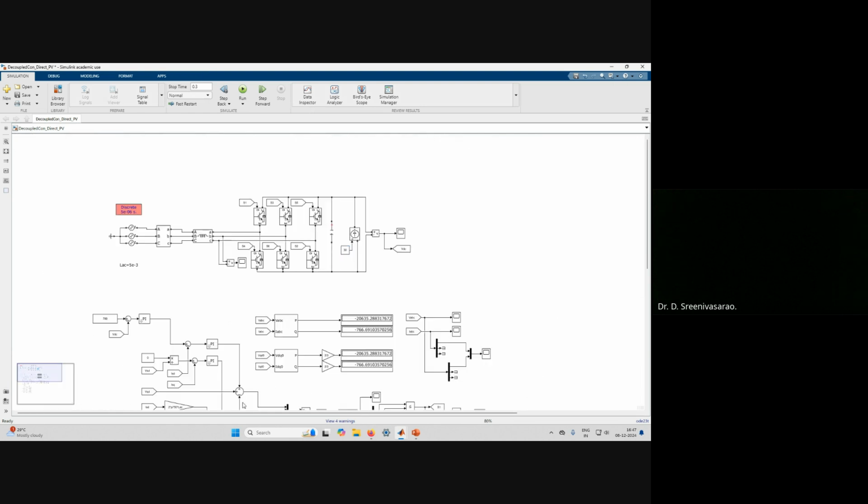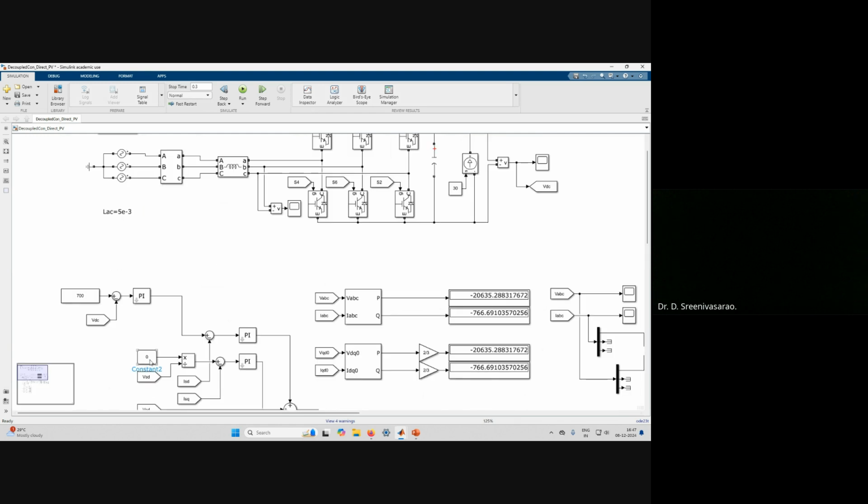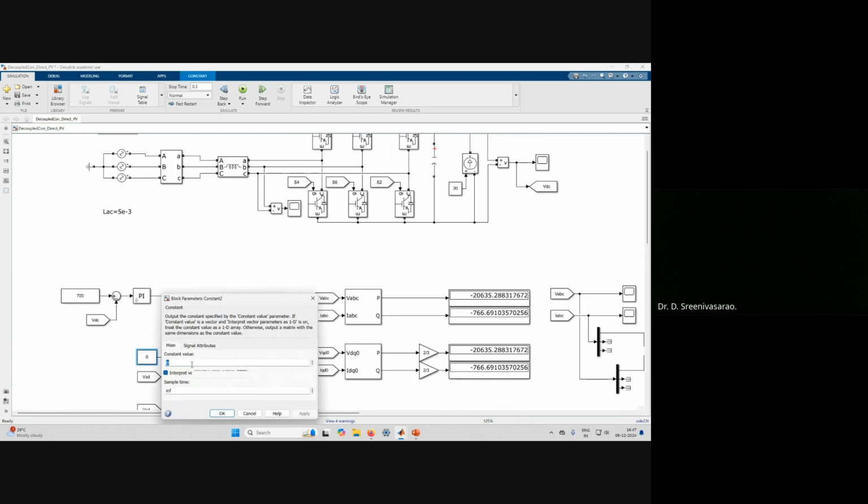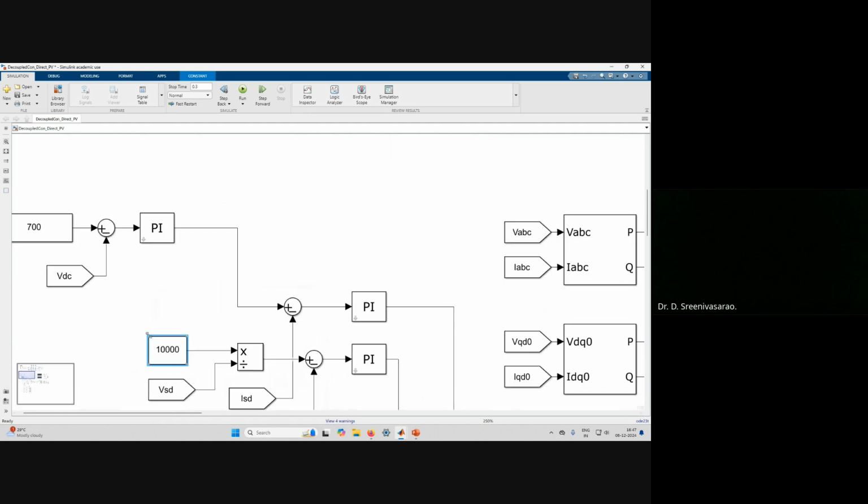So understood, right? So now I will also inject some reactive power, or else I will draw some reactive power from the grid. So I will set the reactive power also. Now I made the reactive power 10,000. You can see whether it is achieved near 10,000 or not.